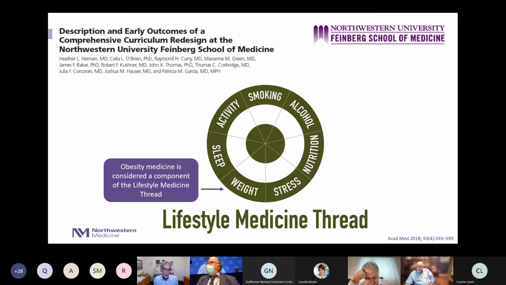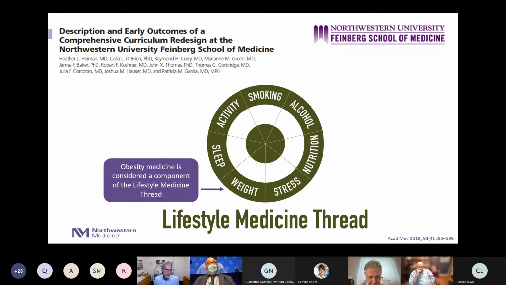We developed a lifestyle medicine thread in our curriculum, and you see all the elements of the thread. Since I was the one who formed it, I put in weight in the spoke. It's not really a lifestyle medicine behavior, right? Weight is not a behavior, but I made sure it found a permanent home in the curriculum. So I embedded it as a component in the lifestyle medicine thread.